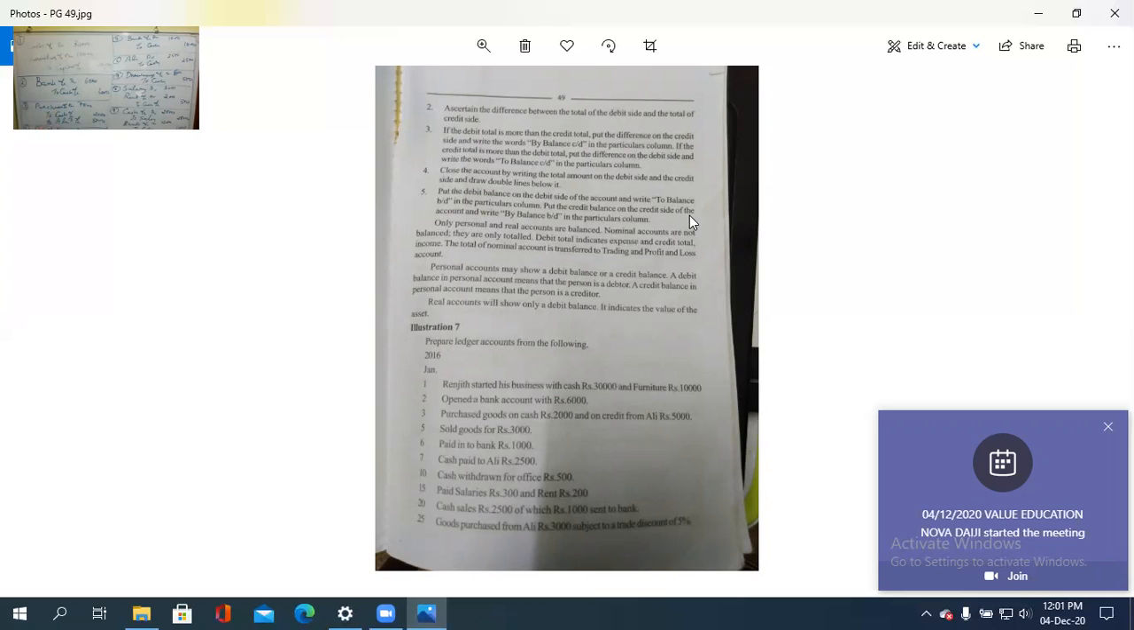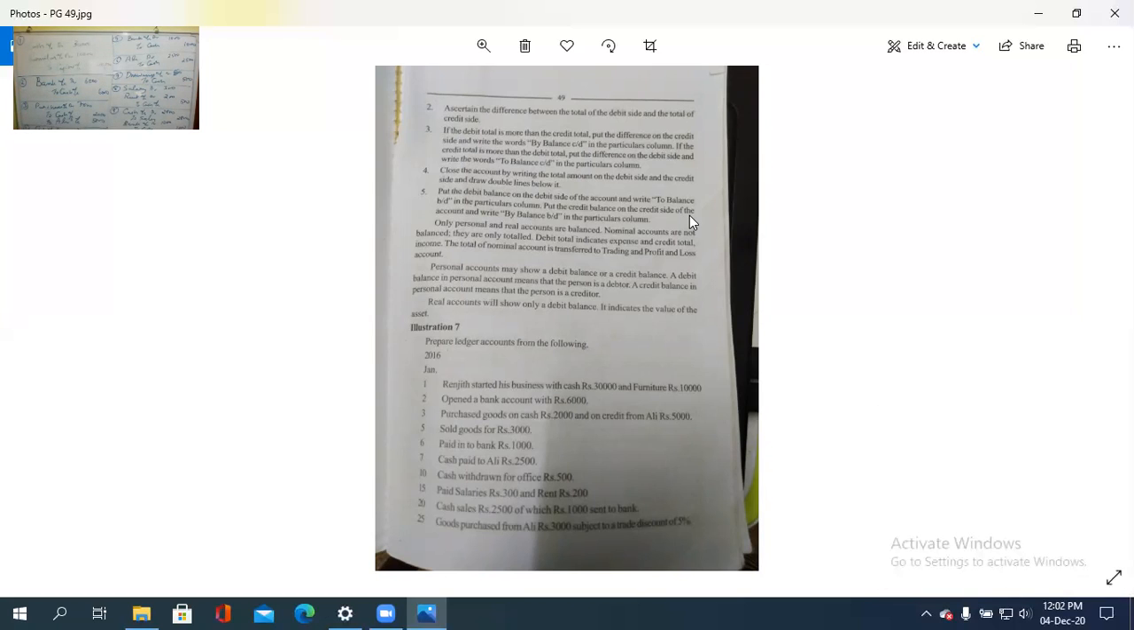Here in the question, only ledger accounts need to be prepared. So what all ledger accounts? Cash is one account, furniture is another, capital another, bank is one account, purchase account, Ali's account, sales account. Then we need to count how many accounts need to be prepared. Cash is 1, furniture 2, capital 3, bank 4, purchases 5, Ali 6, sales 7, then drawings 8, salary 9, rent 10. I think 10 accounts need to be prepared, isn't it?